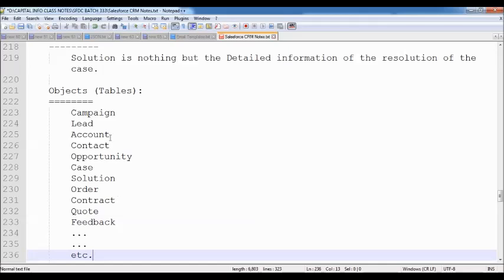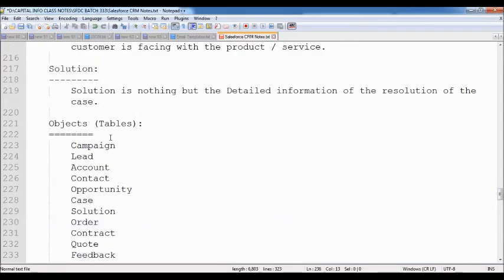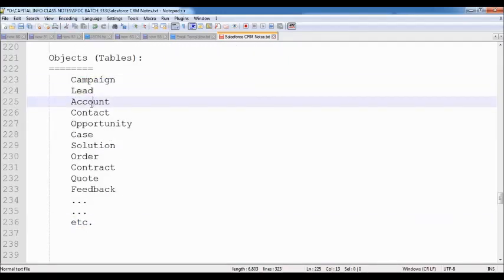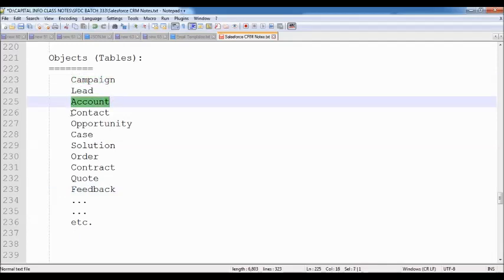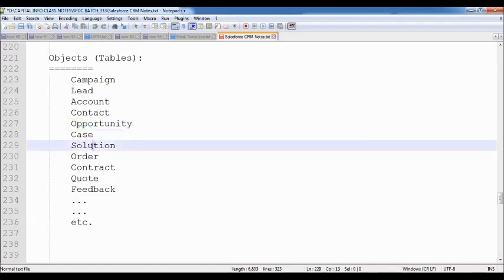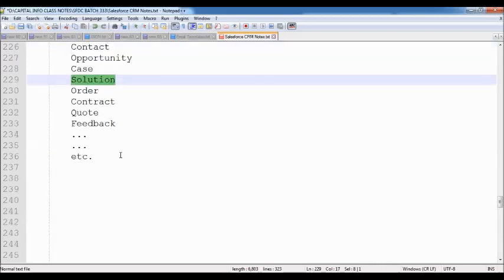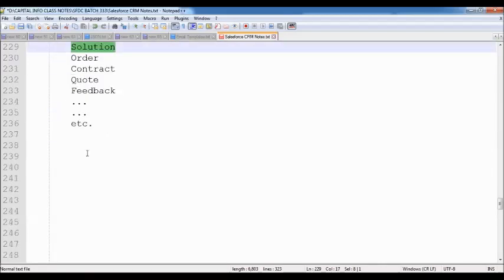So this is the concept of the CRM process and CRM terminology. These are the various terms or vocabulary that we use as part of Salesforce CRM. You should know each and every object: campaign, lead, account, contact, opportunity, case, solution. You will be aware of all this. These are the various objects available right now.